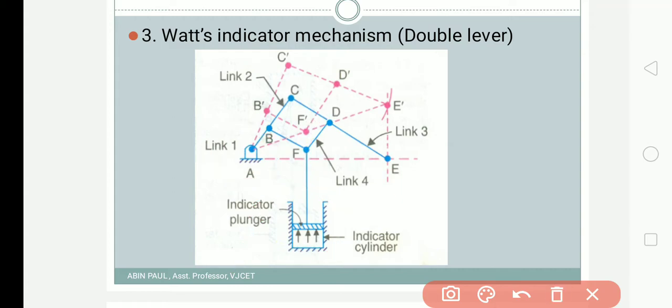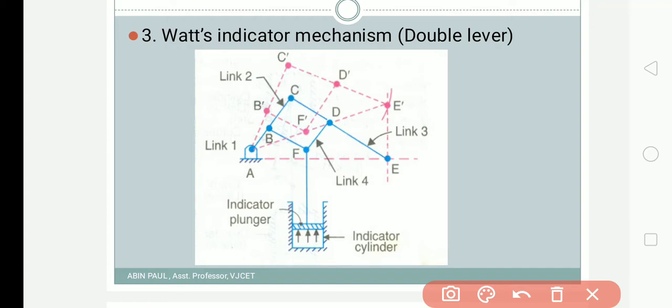So we have the 4 links. So how will it move? You can see this is the indicator cylinder. This cylinder may contain some fluid or some pressure. If we want to know the value of that pressure or the fluid level, that is transferred with the help of this mechanism to an indicator scale, and from that scale we can obtain the level of fluid or value of pressure, whatever it may be. So that is Watt's indicator mechanism.